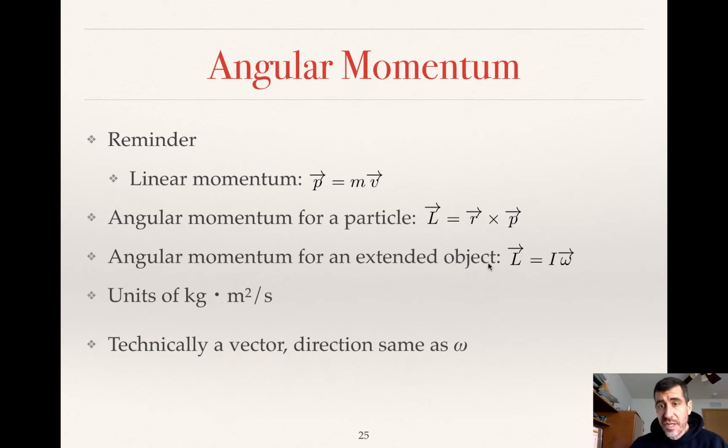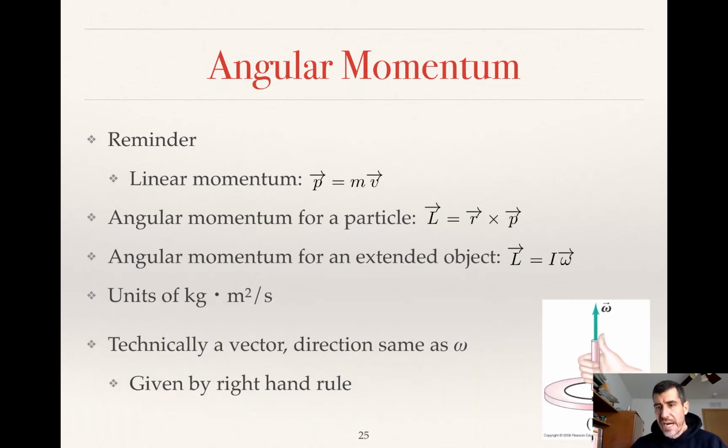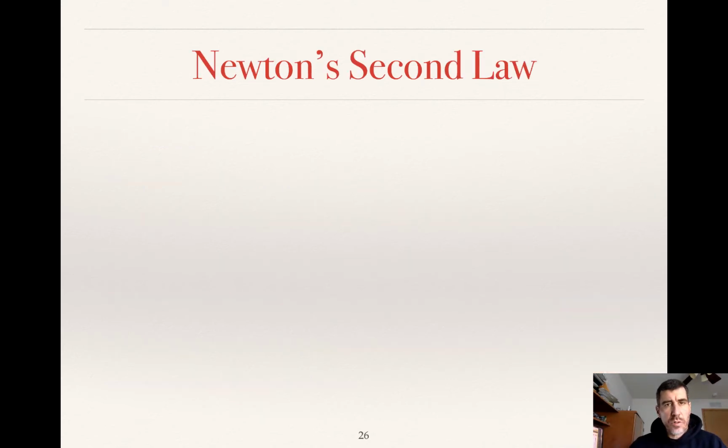And also you should remember angular momentum, just like linear momentum, is a vector. It has a direction, and the direction is the same direction as the angular velocity omega. And if you remember how we defined this, we used the right hand rule. So if you have an object that's spinning, you take your right hand, you curl your fingers in the direction of the rotation, and omega is given by your thumb. So omega is always directed along the axis of rotation, and it's given by the right hand rule.